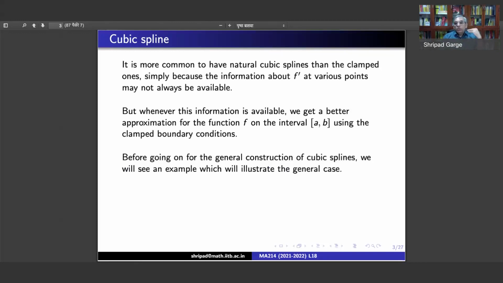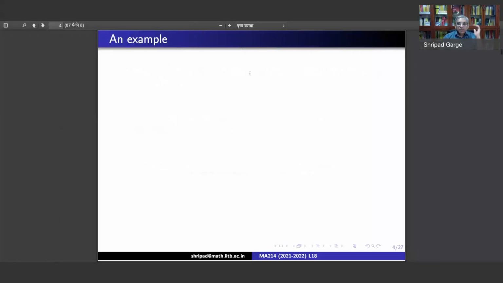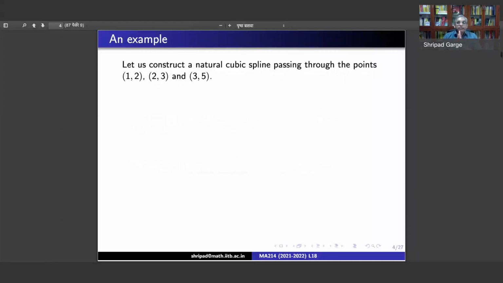Before we go on to the general construction on how these cubic splines are constructed, we will see an example which will illustrate the general case. So we start with the data. We start with these 3 points. So x0 is 1, x1 is 2, and x2 is 3. And the function values at these points are 2, 3, and 5 respectively.